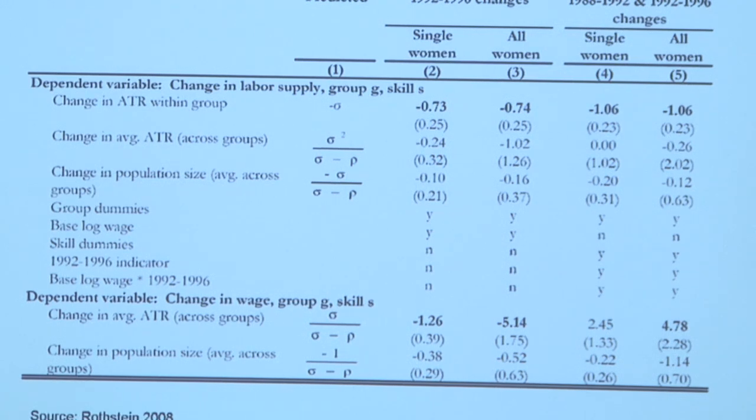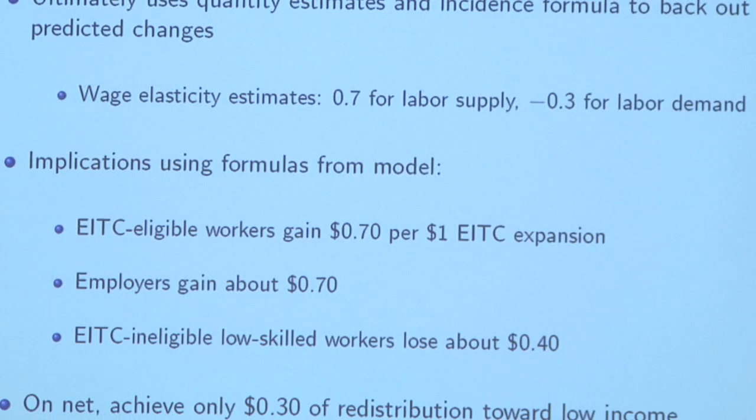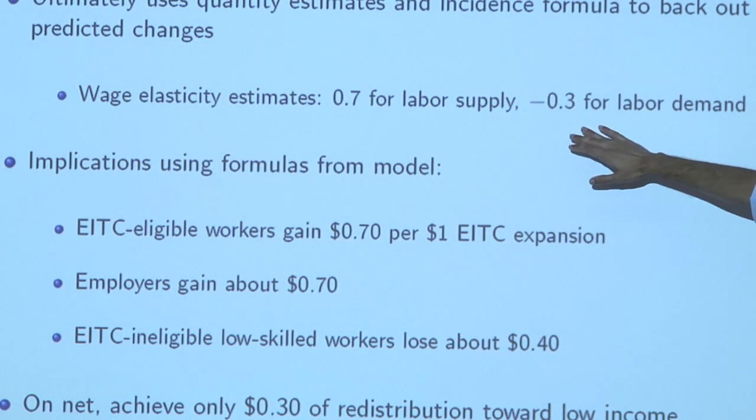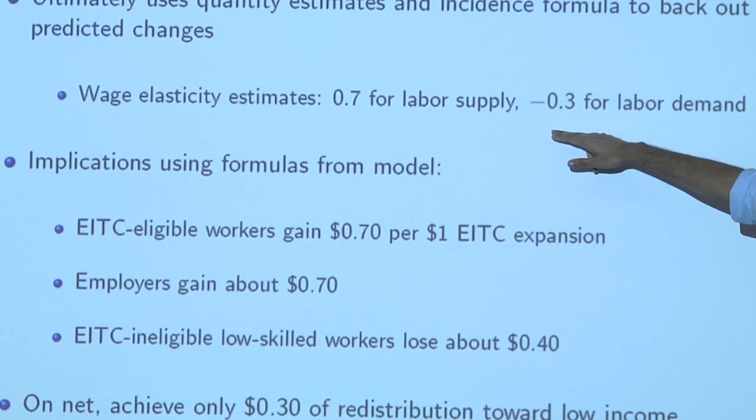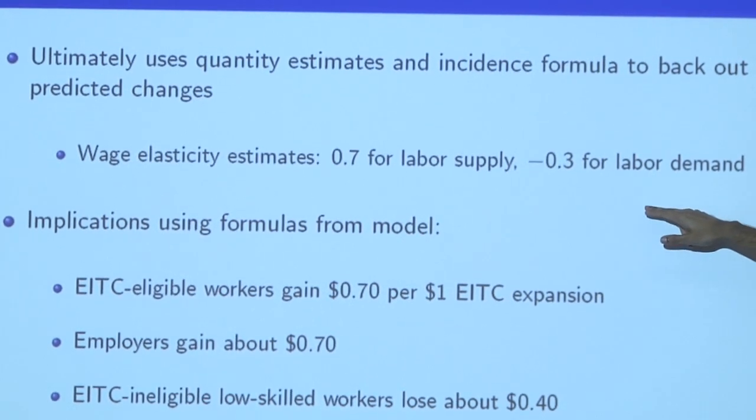But you're left to wonder, like, is this right? Did we correct for the trends correctly? It's not totally clear, okay? But he's going to report as his preferred estimates these triple diff estimates over here. And so let me just wrap up on this paper. So he concludes that wage elasticity estimates are 0.7 for labor supply, minus 0.3 for labor demand.